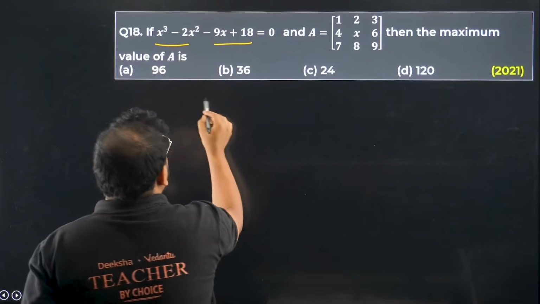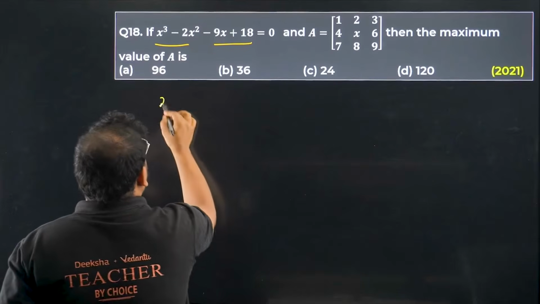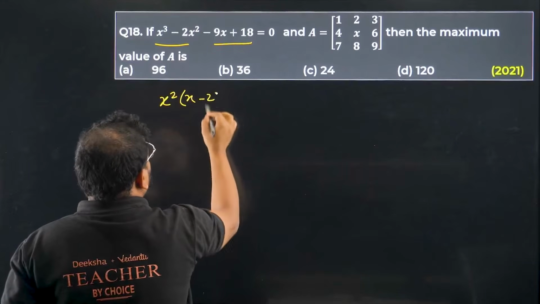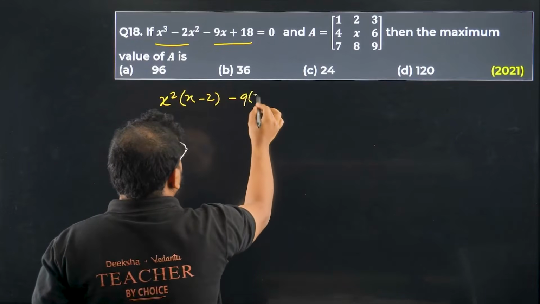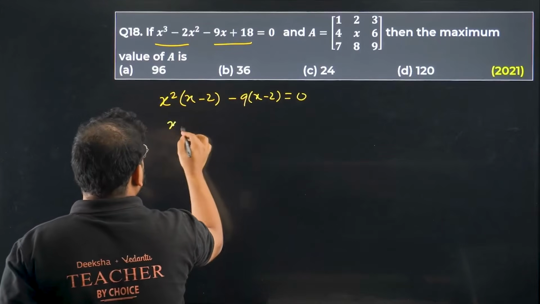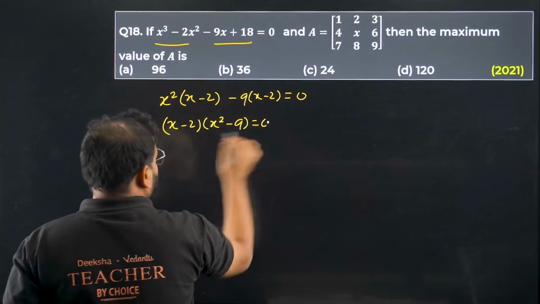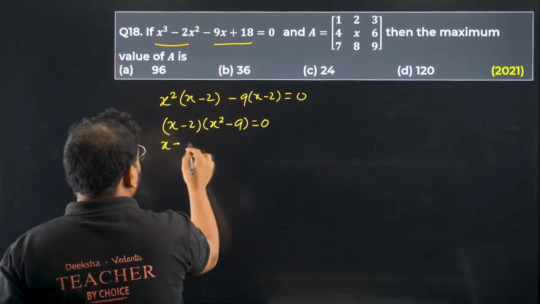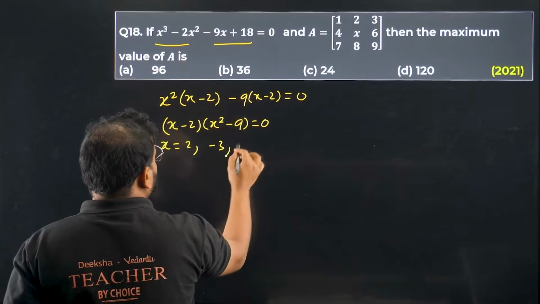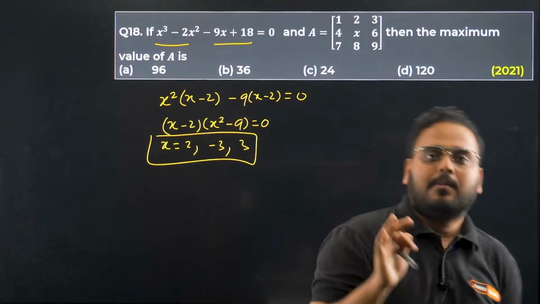Let's factorize it. I get x square is common, so x minus 2. Here also I have minus 9 common, so x minus 2 equal to 0. From here I get x minus 2 is common, and I have x square minus 9. From here, the factors are x equals 2, minus 3 and 3. So I get 3 values of x: 2, minus 3 and 3.